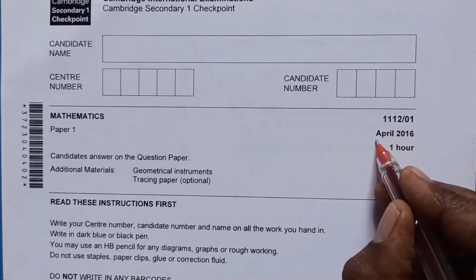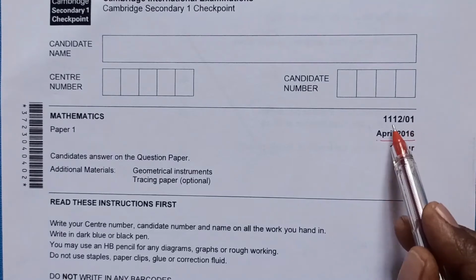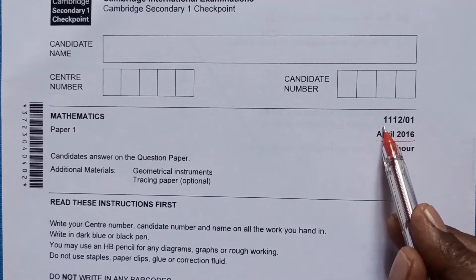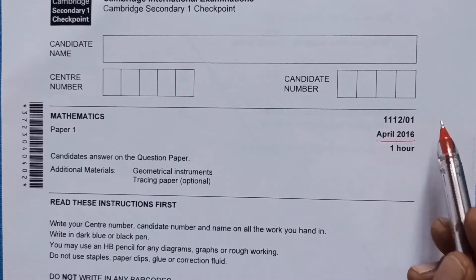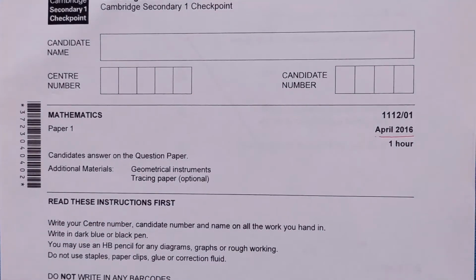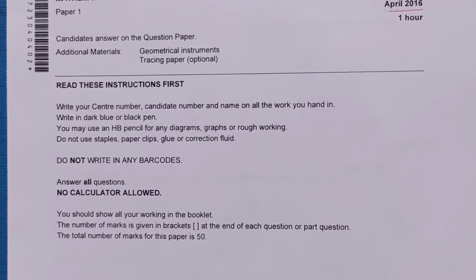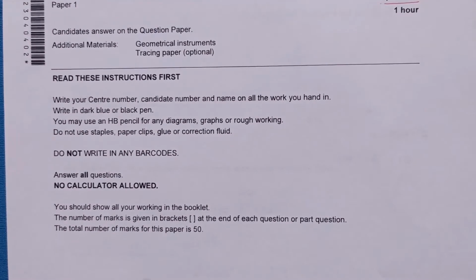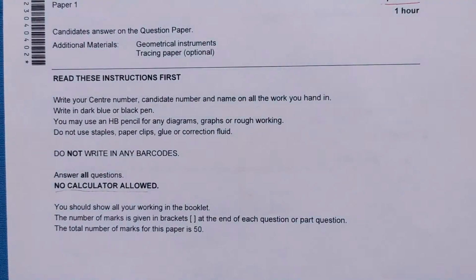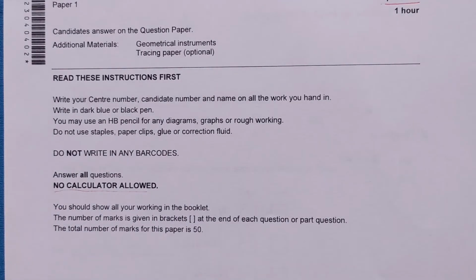This is a paper from April 2016. This is Paper 1 and the code is 111201. As this is Paper 1, you cannot use a calculator. So these are the instructions. You can see no calculator allowed. So let's start.